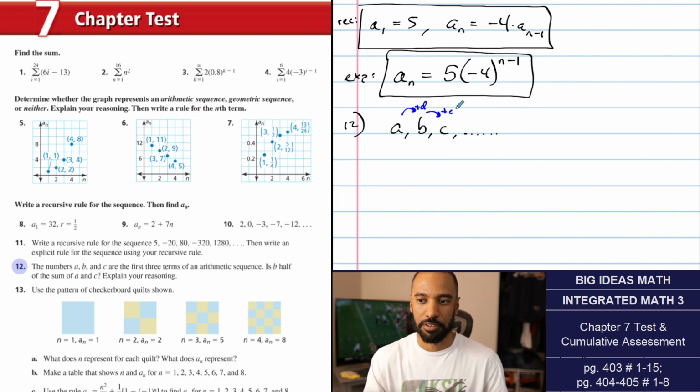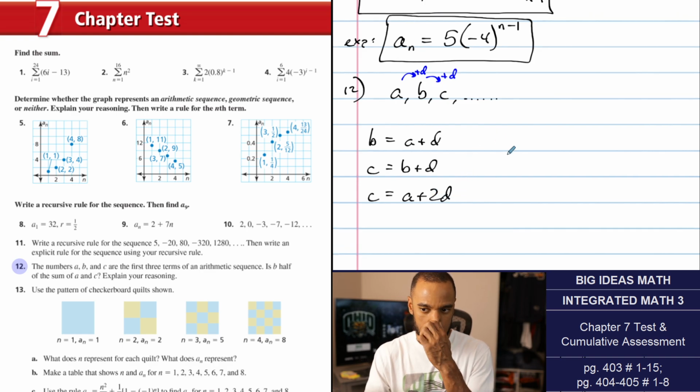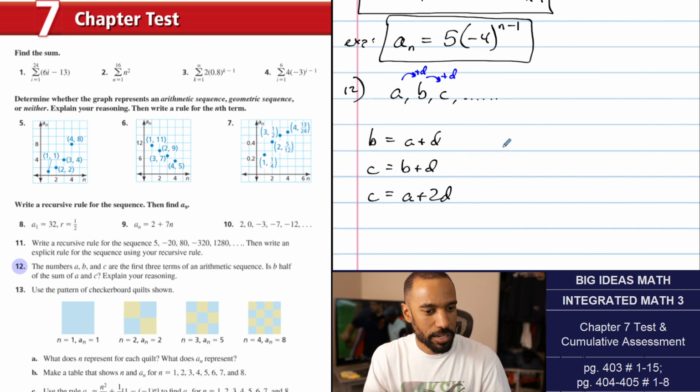We're adding a common difference each time. So B is A plus D, C is B plus D, and C is also A plus 2D, right? You had the common difference there. Is B half the sum of A and C? Excuse me.